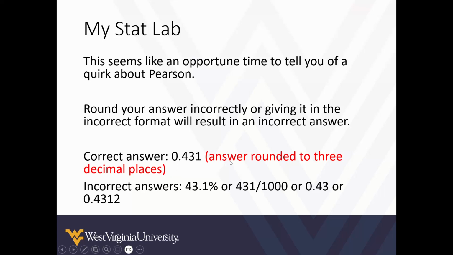So if the correct answer is 0.431, if you do 43.1%, that's going to be marked wrong. If you give it as a fraction of 431 over 1,000, it's going to be incorrect. Round to 2 decimal places or 4 instead of 3, your answer is going to be marked incorrectly. Be aware, double check. On your homework, it's not a big deal because you can redo the problems, but on your quizzes and exams, it would be a shame for you to miss a point just because you rounded incorrectly.